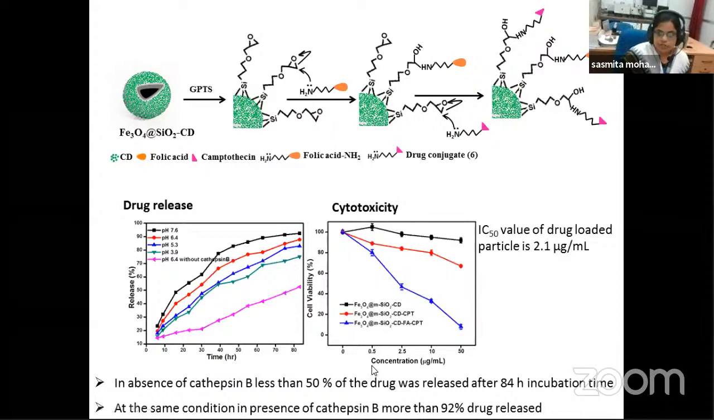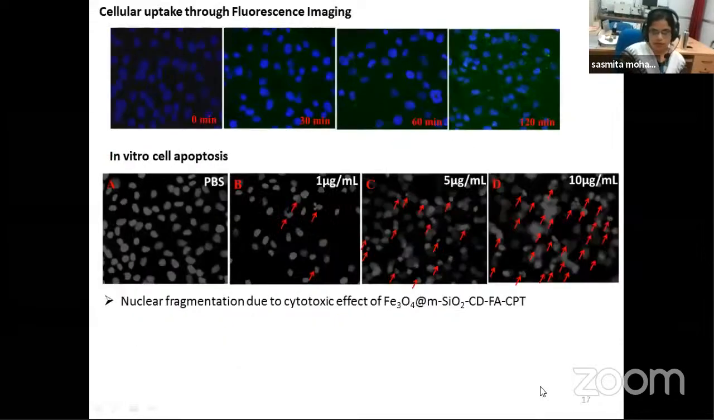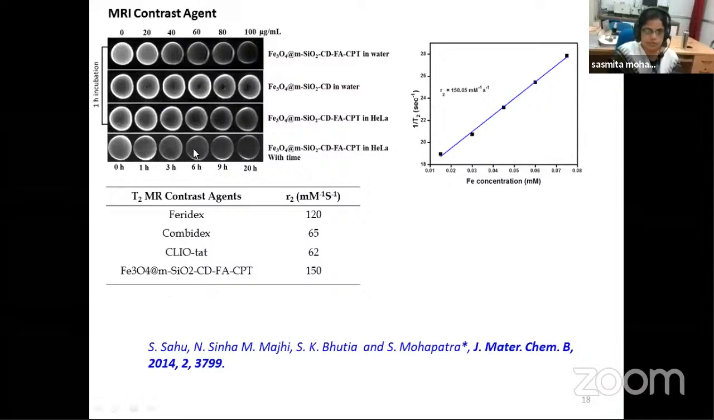When we studied the cytotoxicity, we found that the IC50 value of the drug loaded particle is 2.1 microgram per ml, which is much lower than the free drug. Then we applied it in the HeLa cells, I think. So this theranostic particle induced a cytotoxic effect in the HeLa cell, and nuclear apoptosis was found with 10 microgram per ml of the nano drug. Because of the presence of the magnetic core, this is a good MRI contrast agent.